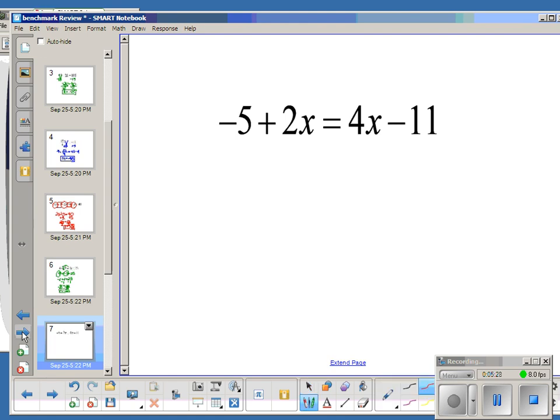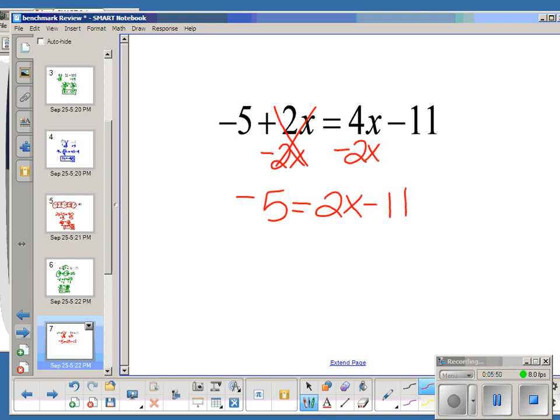Okay, hope you got a chance to try this one. I like to move the smaller variable over, so I have a 2x and a 4x. So I'm going to subtract 2x from this side, just like I would subtract 4 if there were a positive 4. They cancel out, so I'm going to subtract 2x from this side. Left with negative 5 equals 4 minus 2x is 2x.